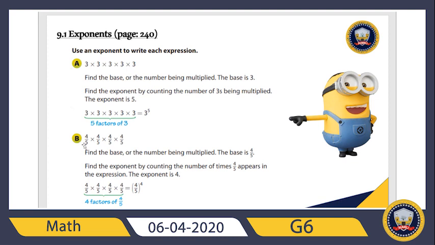Okay, now what will be the exponent? The exponent is how many times I repeated my number. So it is repeated 4 times. So my power will be 4 over 5, that is the base, to the power of 4. Why 4? Because it's repeated 4 times. So 4 over 5 multiplied by 4 over 5 multiplied by 4 over 5 multiplied by 4 over 5 is equal to 4 over 5 raised to the power 4. Okay?